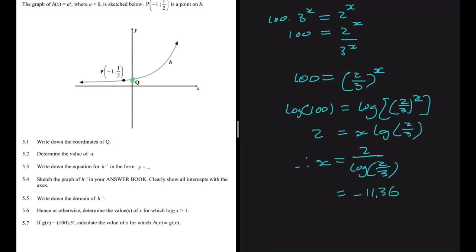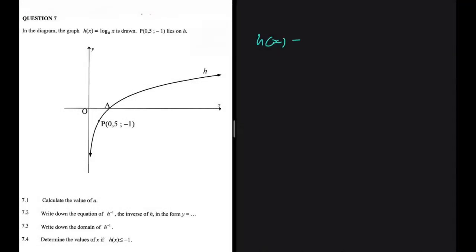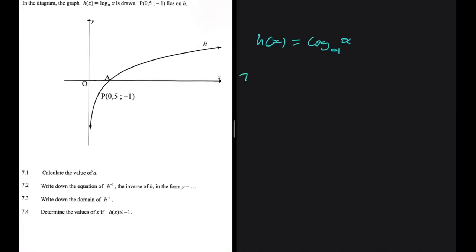h of x, which is equal to log of x base a, right? And then we have a point P that lies on our function h of x. And then the first question, 7.1, is saying let's calculate the value of a. We've already established that we have a coordinate P of which the x value is a half and the y value is minus 1, right? So in order for us to calculate the value of a, we're going to substitute this point P into our function h of x. So let me show you what I'm talking about.